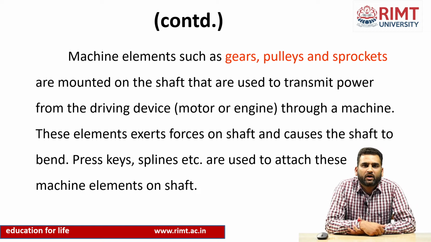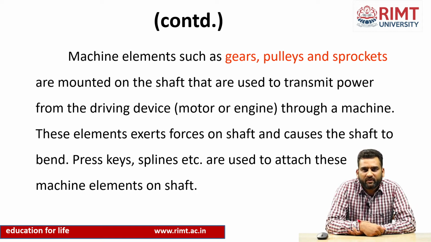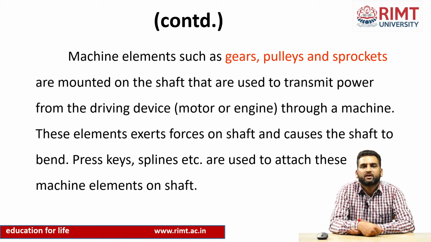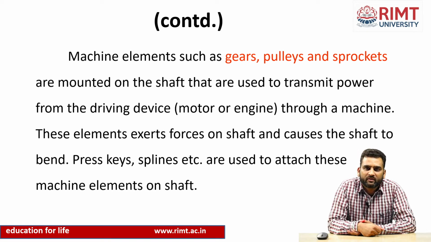To transmit power to the other elements, various machine elements are used such as gears, pulleys and sprockets that are mounted on the shaft and transfer power from the driving device, and that driving device can be a motor or an engine. These gears, pulleys and sprockets also exert some force on the shaft, which causes the shaft to bend. To connect these gears, pulleys and sprockets on the shaft, elements such as keys and splines are used that attach these machine elements to the shaft.